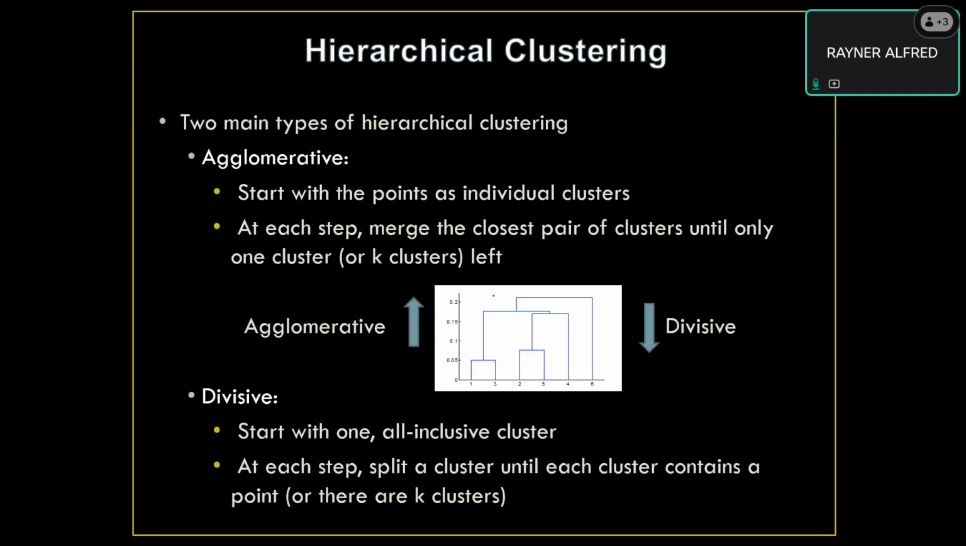There are two types of hierarchical clustering. If you go from individual items and keep merging them, this is what we call agglomerative clustering, also called HAC, hierarchical agglomerative clustering. If you go from one big cluster and divide it into two, and then keep dividing into two again and so on, this is what we call the divisive method, hierarchical divisive clustering. Okay.